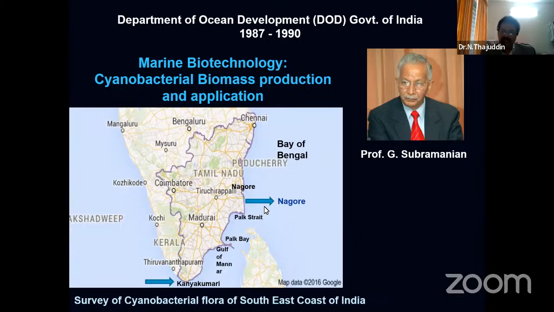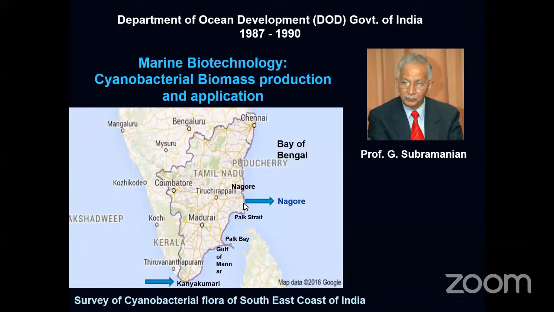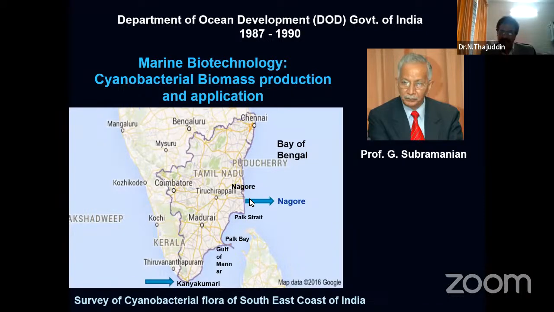My boss established a project in which we surveyed from Nagore to Kanyakumari for marine cyanobacterial biodiversity, and we tried to isolate, identify, and develop a marine cyanobacterial germplasm from 1978 to 1991. Based on our culture collections and the importance of the marine cyanobacterial germplasm, DBT recognized our laboratory, and later we received a major project for the establishment of the National Facility for Marine Cyanobacteria.